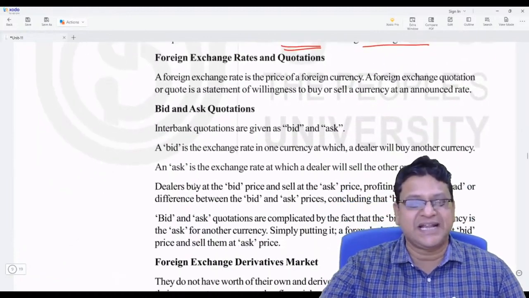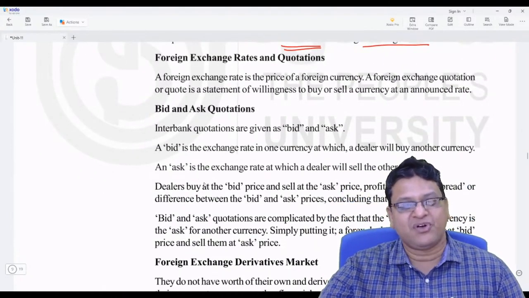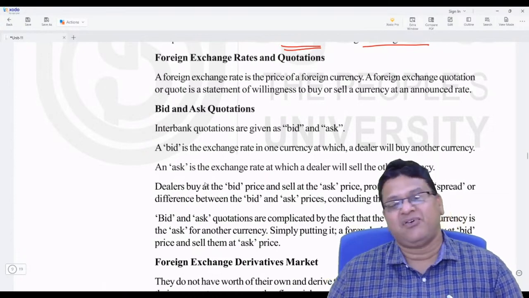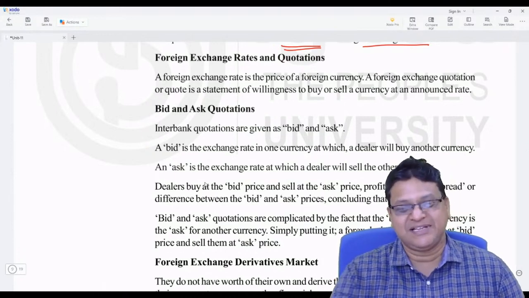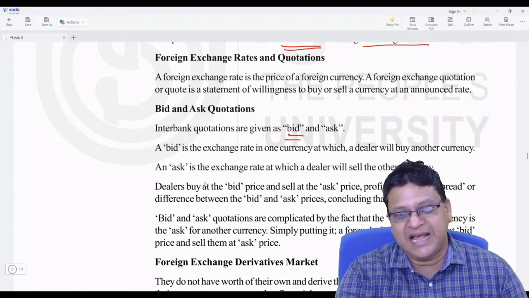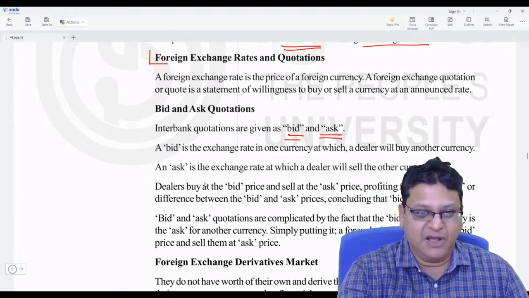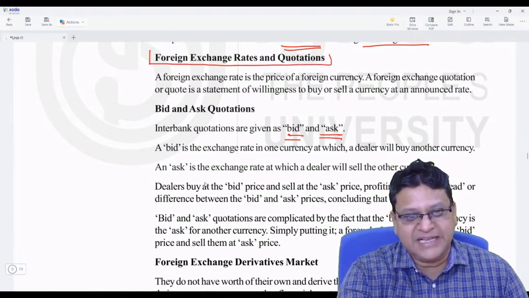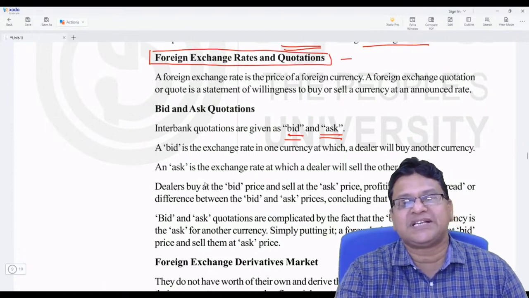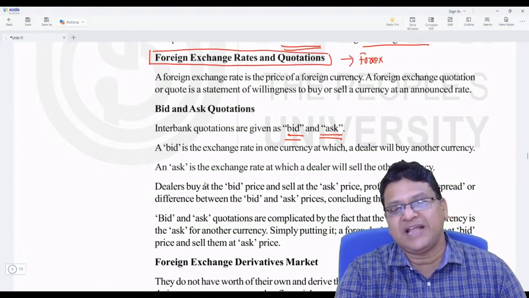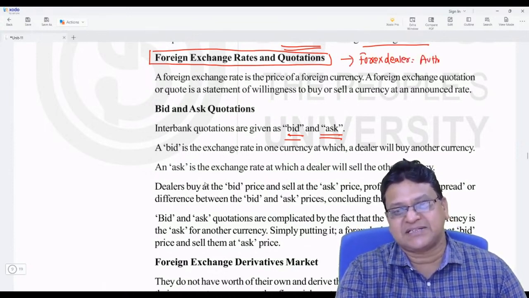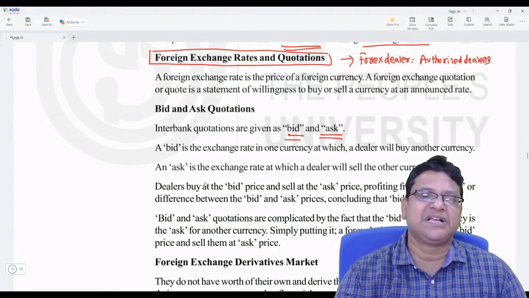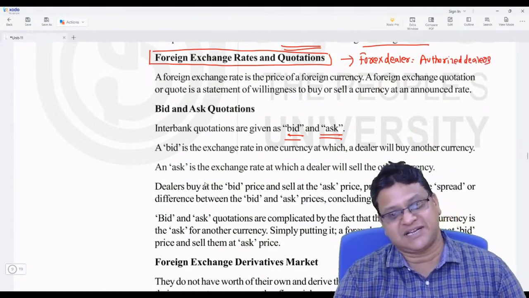Next, foreign exchange rates and quotes. What are the different forex rates and quotes? Generally, forex rates and quotes are of two types. One is bid rate, another is ask rate. What is bid rate and ask rate? Now, foreign exchange is dealt by forex dealers. Those are authorized dealers. The authorized dealers are banks, authorized by the central government to deal with forex transactions.